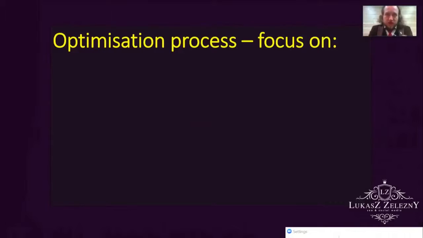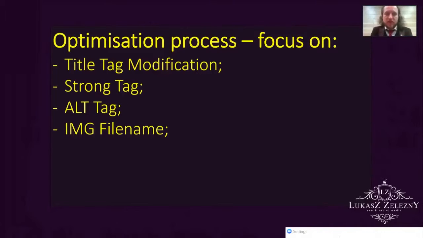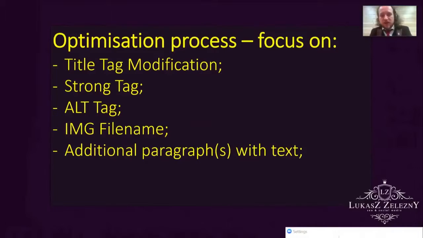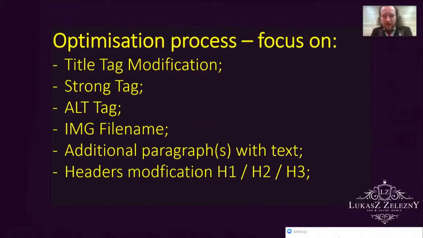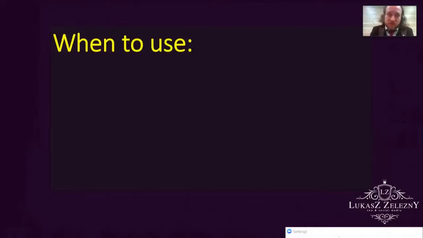Now, when we prioritized keywords, we started optimizing, and there is absolutely nothing else that you normally do. Title tag modification, strong tag, alt tag, image file name, additional paragraph with text, headers modification, H1, H2, H3, and so on, including internal links with keyword-rich anchor. When to use this method?